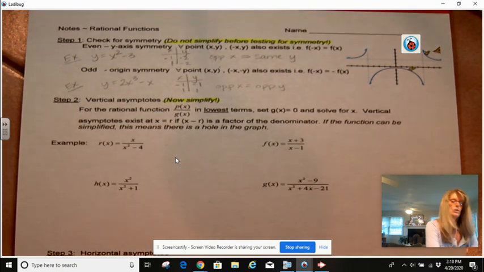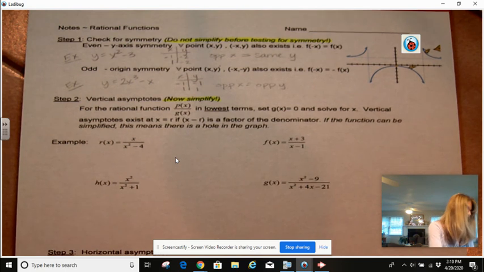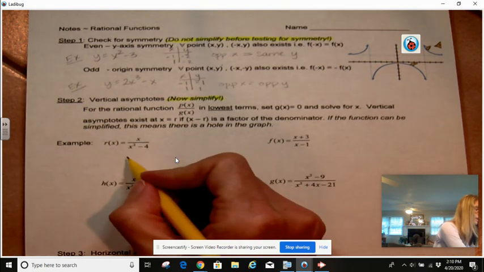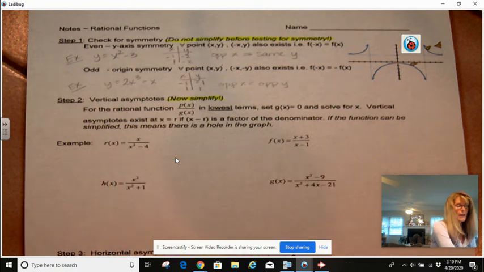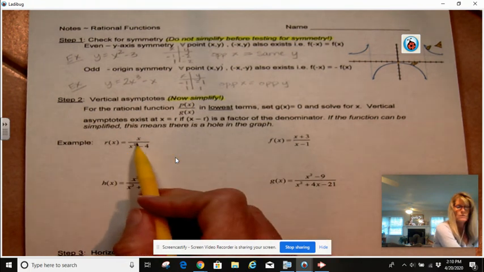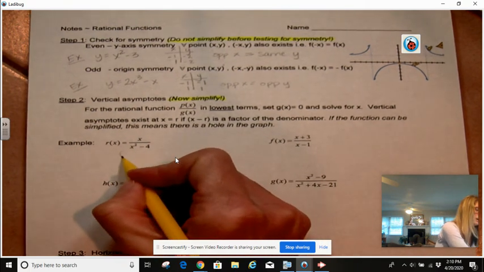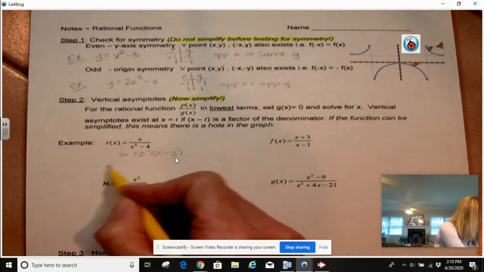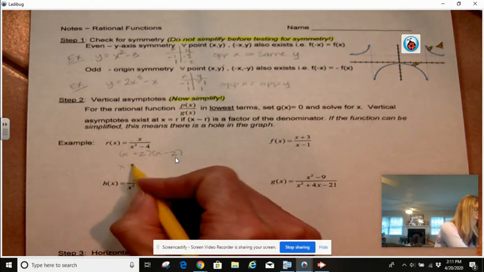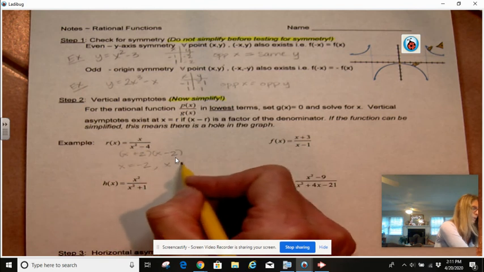Okay, so vertical asymptotes are related to the denominator, and it's basically the factors of the denominator. So if you set the denominator equal to 0, you may find it easier to just go ahead and factor the denominator. So the denominator here is the difference of squares. It factors into x plus 2, x minus 2. So that would give me vertical asymptotes of x equals -2 and x equals 2.